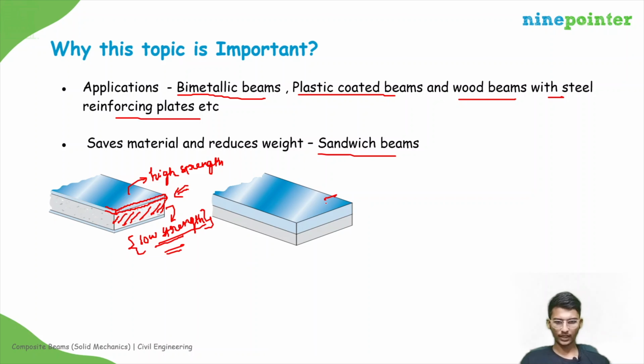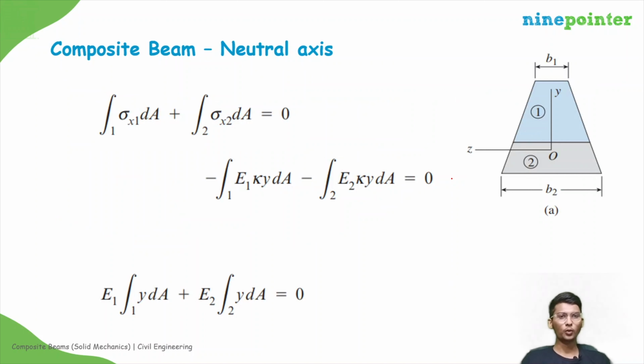So these are bimetallic beams, which have thermal applications. We already discussed homogeneous beams made up of a single material. Now we are going to deal with beams made up of two different homogeneous materials.